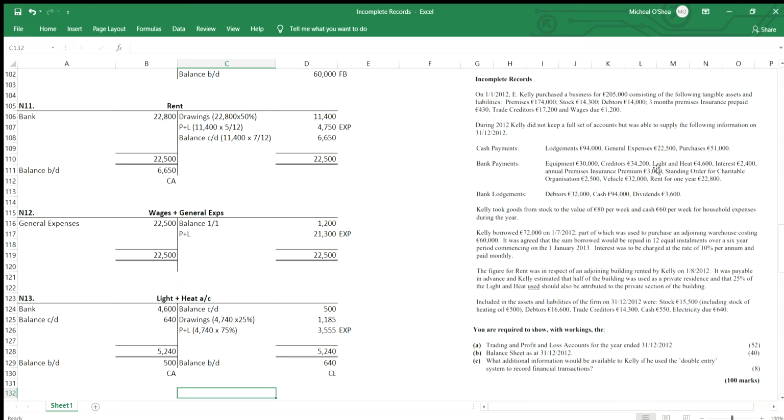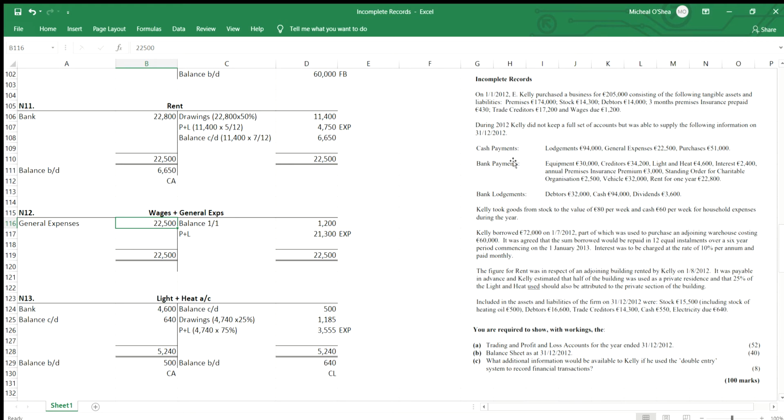This is money out of my bank, this is money out of my cash, therefore it's the credit side of my cash, same principle as bank, therefore my general expenses here is debit side. My wages at the beginning of the year is wages due, liability, and therefore the difference between both sides is my P&L. It's my expense. So I've thrown the two in together.